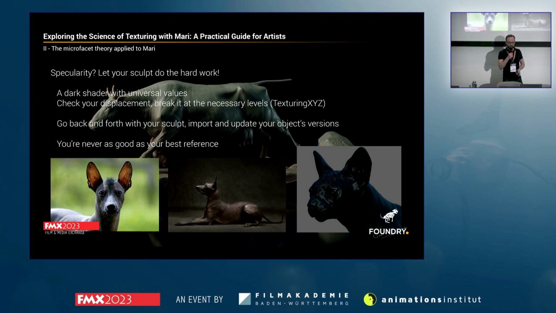Once this specularity is isolated, that's when you can start adding more details. You can start painting maps, you can start projecting XYZ textures, for example, to have skin pores. Or you can use procedural nodes in order to break the specularity directly within Mari, using Mari's tools.